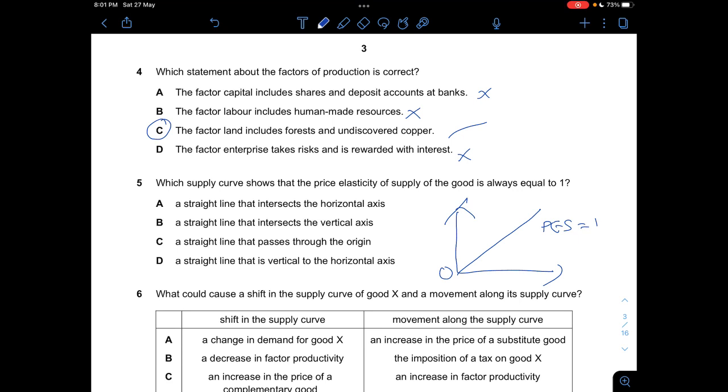So A, it says a straight line that intersects the horizontal axis, which is not correct. B, it says a straight line that intersects the vertical axis, which is not correct. And C, it says a straight line that passes through the origin, which is correct. And D, it says a straight line that is vertical, which is not correct. So answer is C.